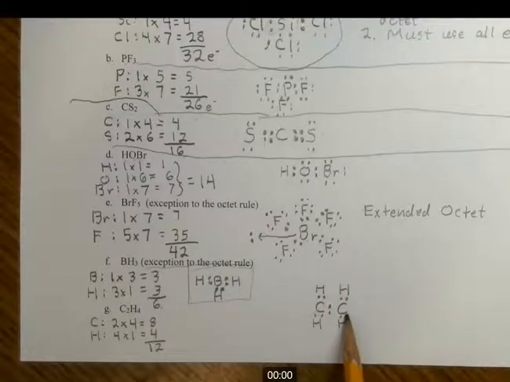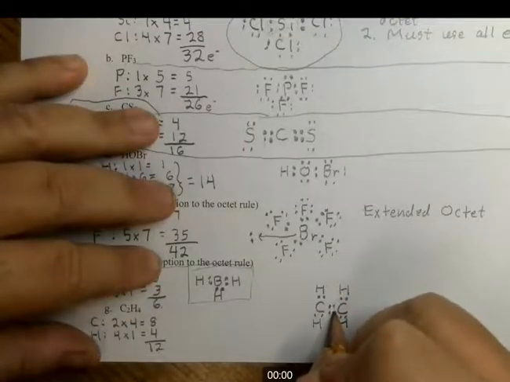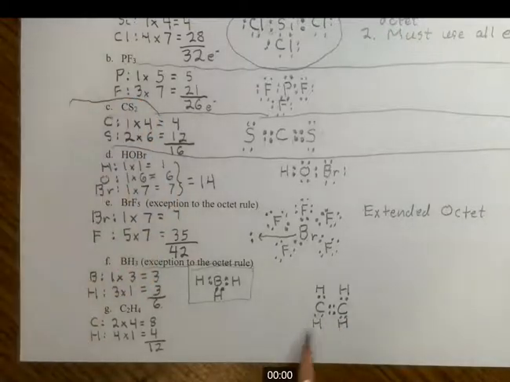The carbons, however, only have 1, 2, 3, 4, 5, 6 on this one, and the same on the other one, 6. So what we can do with those extra 2 electrons is just stick them in the middle, create a double bond there, and now each of the carbons has an octet. That has an octet, this one has an octet.